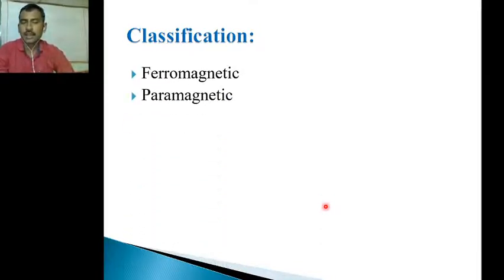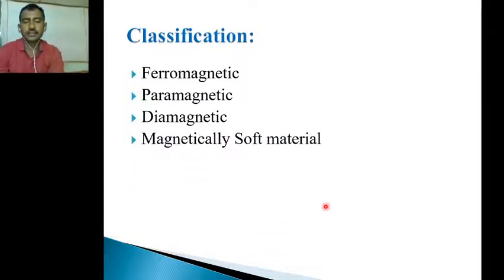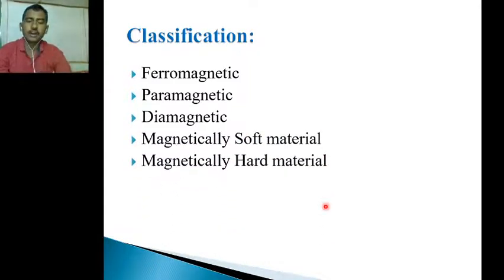And next, classification. Normally, magnets are classified into diamagnetic materials, paramagnetic materials and ferromagnetic materials. Here we will see nearly 5 classifications. What are those 5? Ferromagnetic materials, paramagnetic materials, diamagnetic materials, magnetically soft material and magnetically hard material.